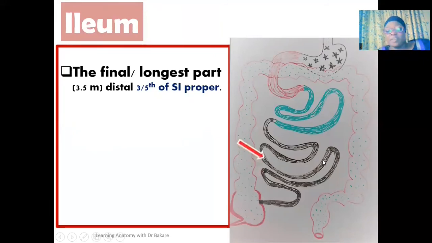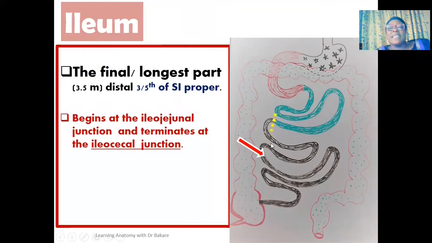And this is the ileum highlighted in black, which finally empties into the cecum, which is the initial segment of the large intestine. And this begins at the ileojejunal junction. This is the ileojejunal junction, the junction between the ileum and the jejunum, and it finally terminates at the ileocecal junction.